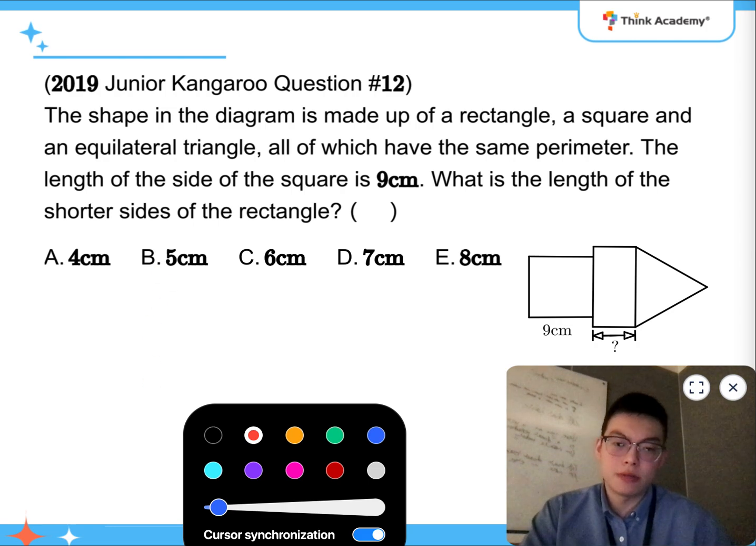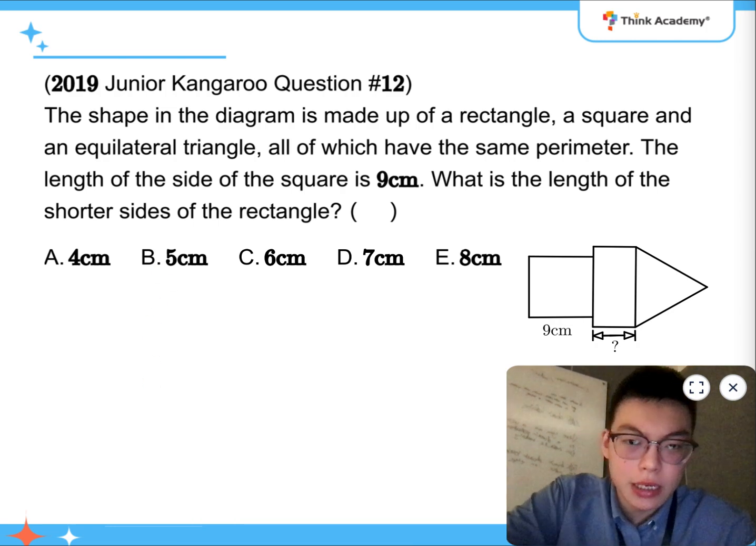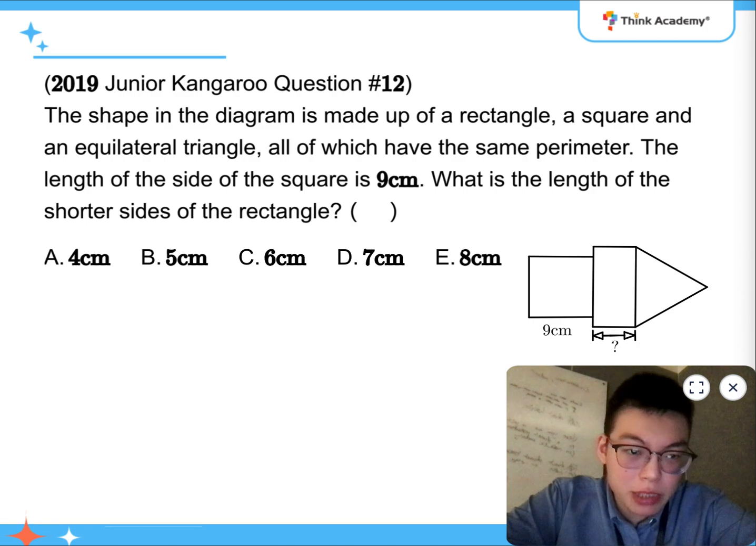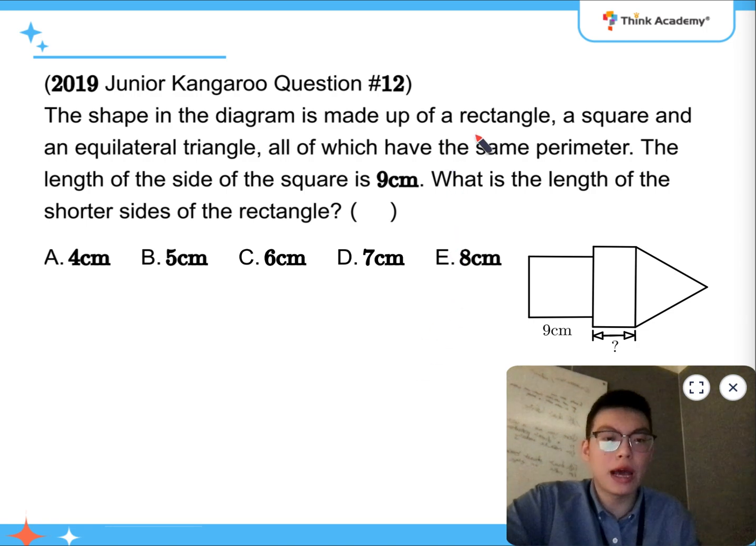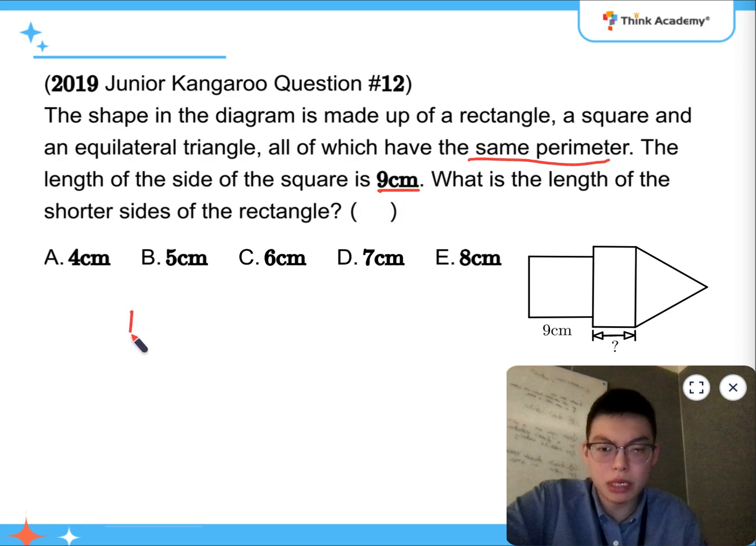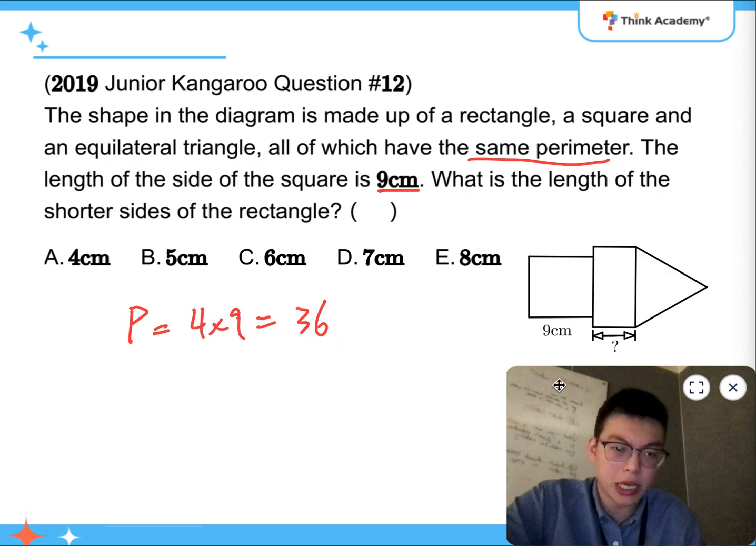Second question, question 12. It says that this shape is made of a rectangle, a square, and an equilateral triangle, which all have the same perimeter. If the length of the square is 9, it means that the perimeter is 4 times 9, which is 36. So for the equilateral triangle, each side is 36 divided by 3, which is 12 centimeters, right?